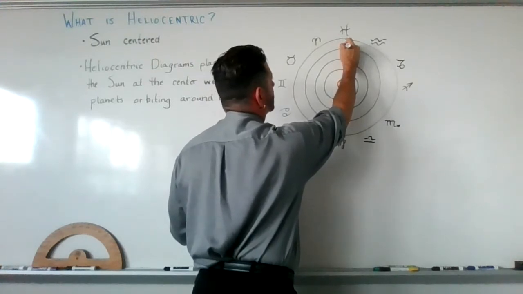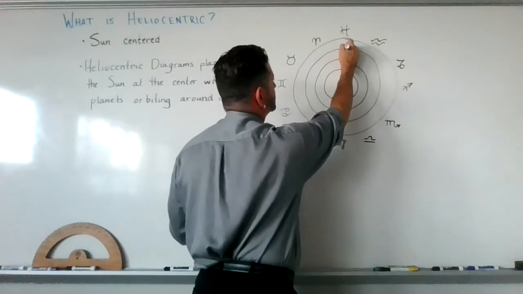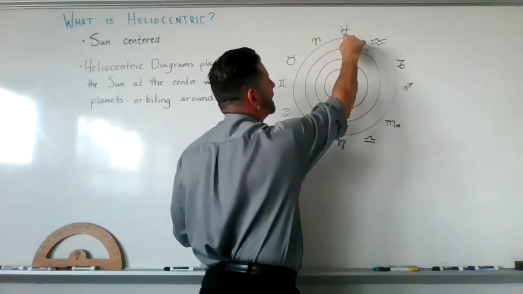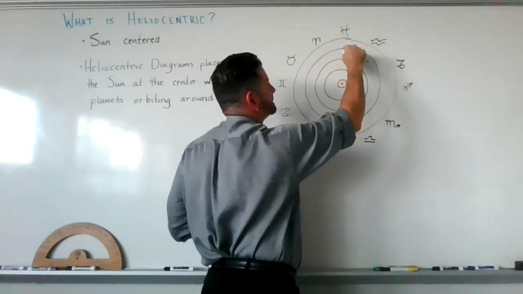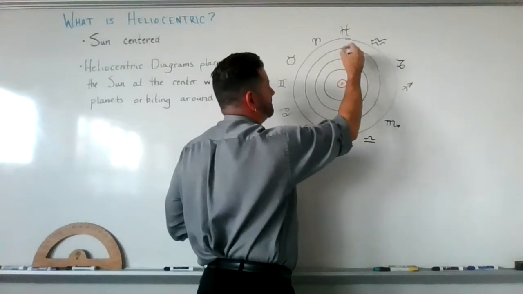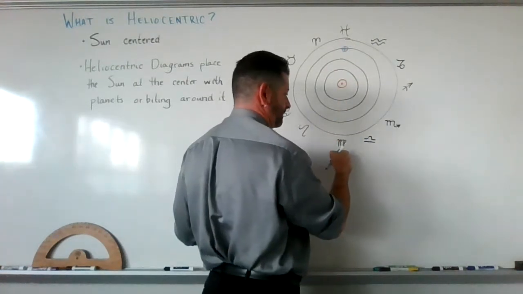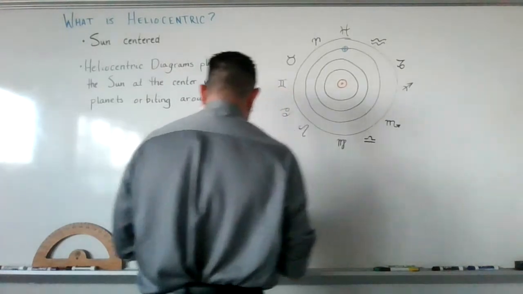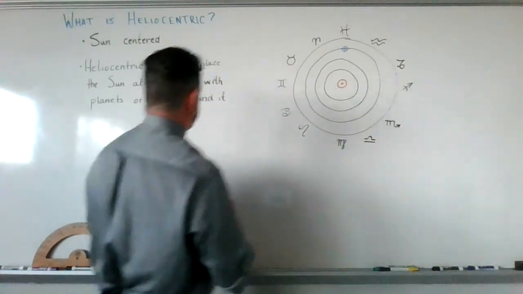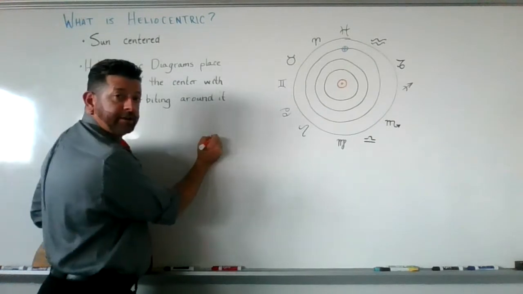Now, I know it looks like that's in front of Pisces, but Pisces is behind us. Remember, this is the night side. This is the day side. So the sun will appear as though it's in front of the constellation Virgo. Like this. Let's draw it this way. So here's the sun.